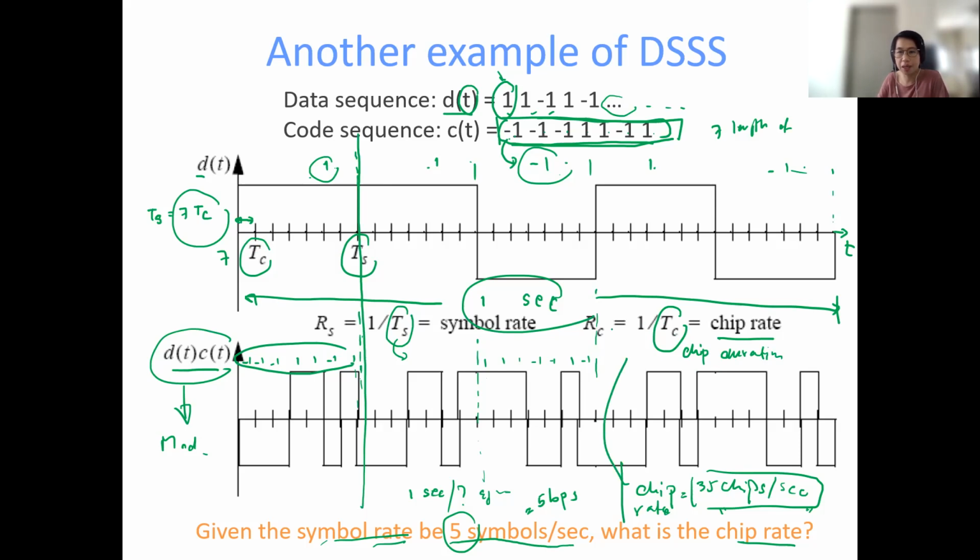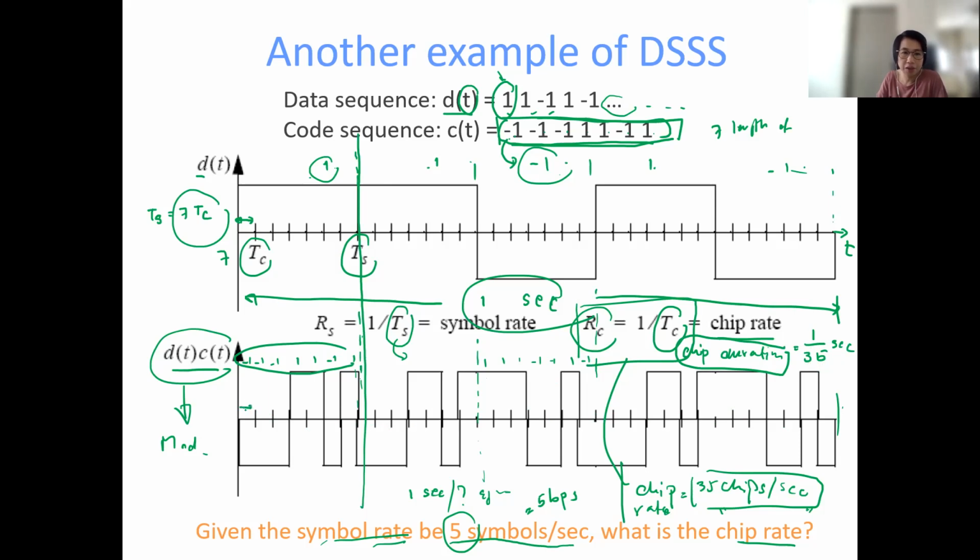1 over TC means the chip rate. Sorry, this is chip duration represented by time, but RC here is the chip rate. So they are inversely proportional to each other. So if I ask you to find chip duration, it's easy to calculate from 1 over 35 in seconds, right? Because within 1 second here, you can count the number of chips, so 35 chips.